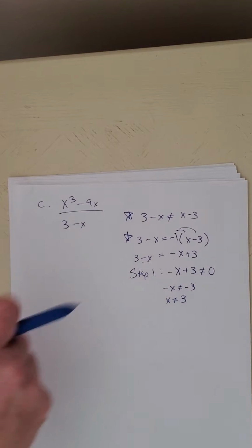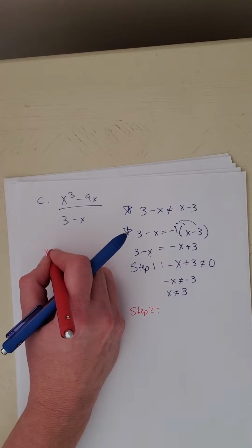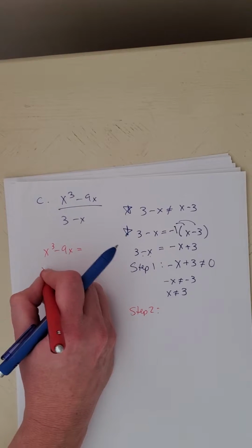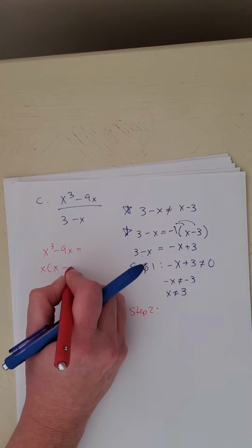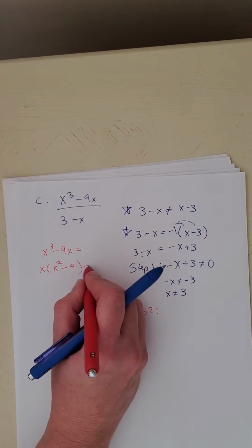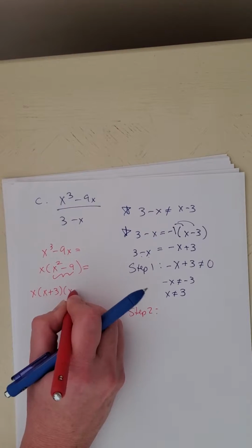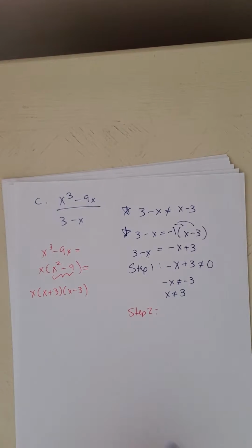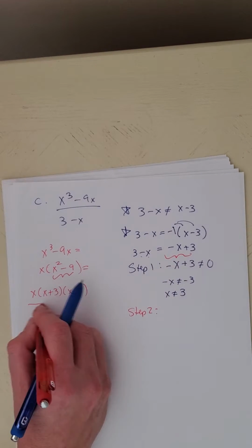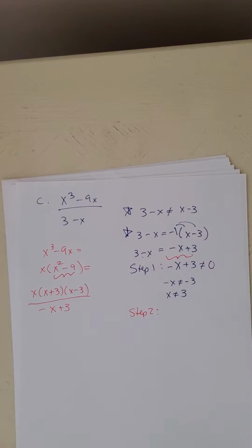All right, now we're going to factor the numerator, so that's step 2. First, I'm going to take out any common factors. There is a common factor. It's x, and that gives me x squared, sorry, minus 9. And then this is a difference of squares, so this factors as x plus 3, x minus 3. There's my numerator. I'll put it over my denominator. Remember, my denominator is this guy right here. Negative, and then x plus 3.